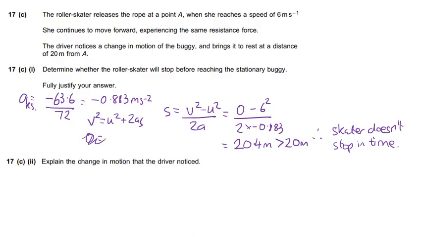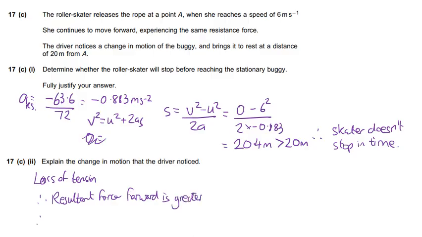Okay, and then 17C part 2, last question. Explain the change in motion that the driver noticed. Okay, well, once they've let go of the rope, there's a loss of tension. So therefore, the resultant force forward is greater. So what does the driver actually notice? So therefore, they experience a greater acceleration.